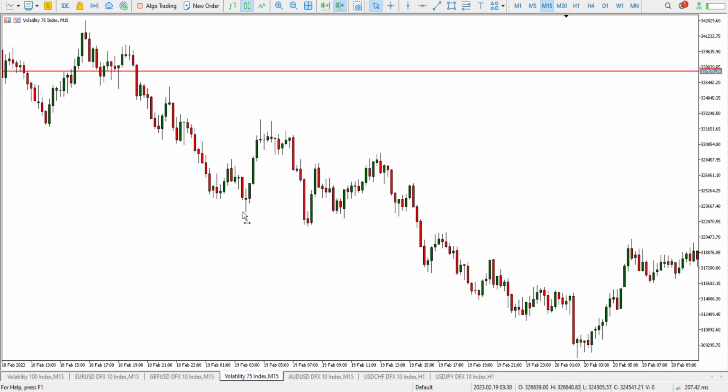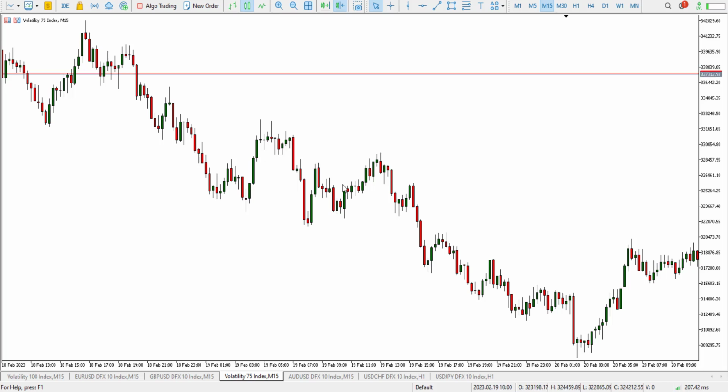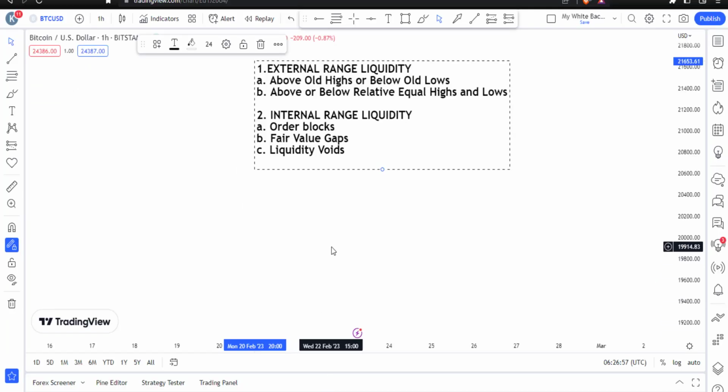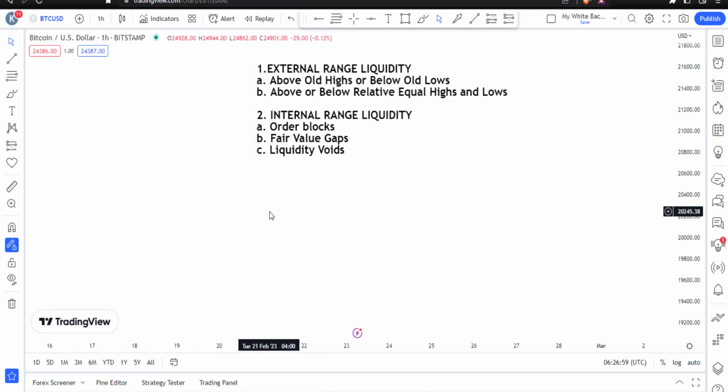I assure you that after watching this video to the end, your trading knowledge will have completely shifted. You're going to look at the chart differently. So let's start by defining the two types of liquidity that we need to pay attention to. The first one is known as external range liquidity, and the second one is known as internal range liquidity.